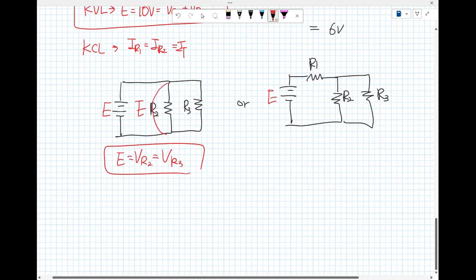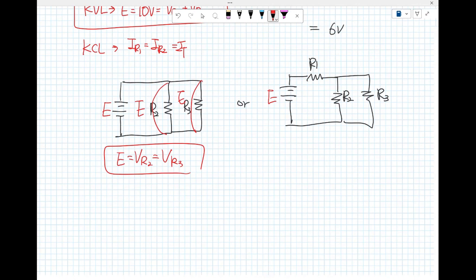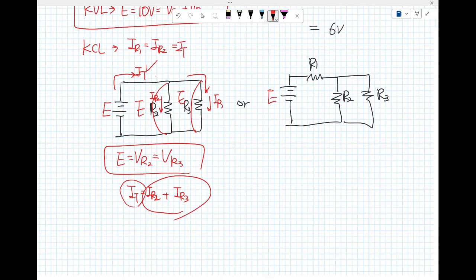Here, E, right? So I sub T is what? The I sub R sub 1 plus, I'm sorry, this is the I sub R sub 2. This is the I sub R sub 3. So I sub T here is maybe I sub R sub 2 plus I sub R sub 3. Will you follow with me right here? But here, E is the V sub R sub 1 voltage drop, plus V sub R sub 2, or V sub R sub 1 plus V sub R sub 3. Hey professor, what does that mean?